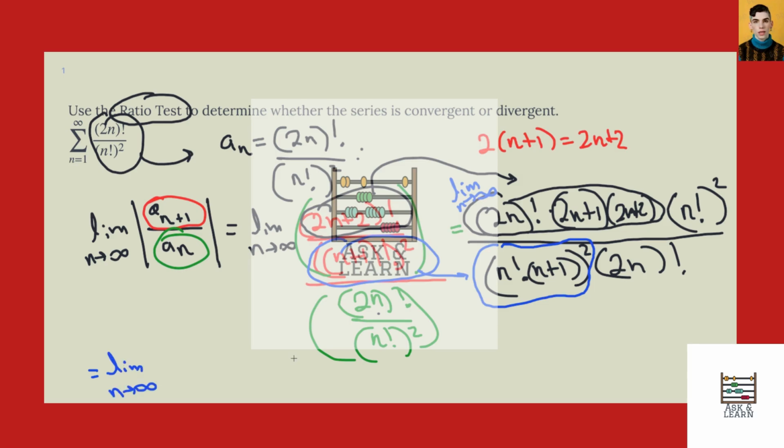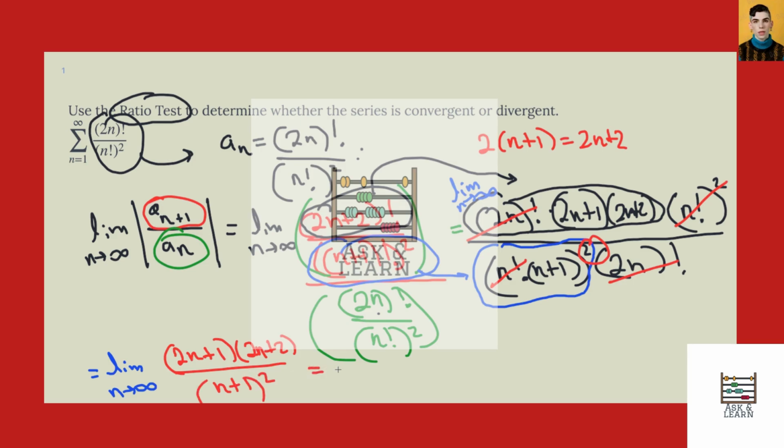So here we should cancel out as much as we can. We see that we can take off those (2n)!. Here we have (n!)^2. That'll cancel off with this n! that's being squared. And then if we look around, we see that in the numerator, we still have 2n+1, 2n+2. In the denominator, you have (n+1) squared.